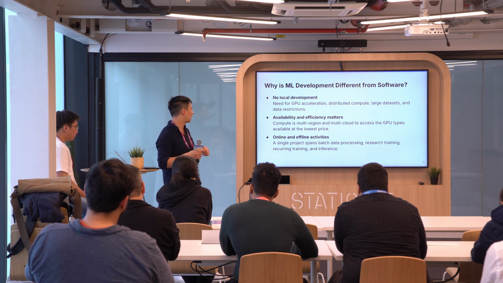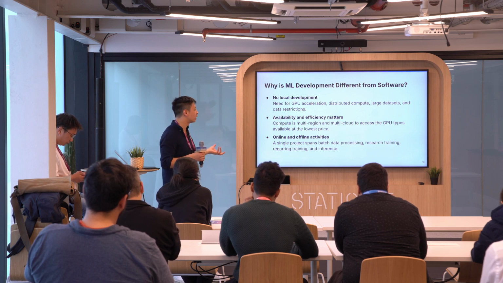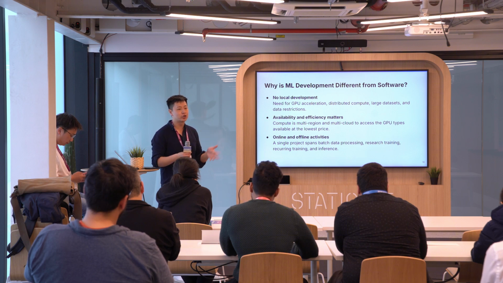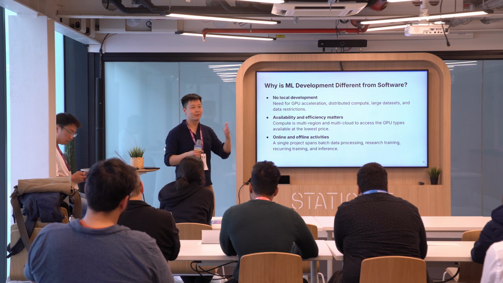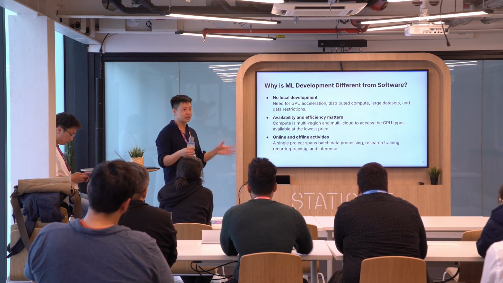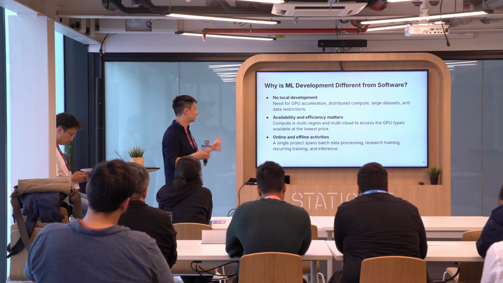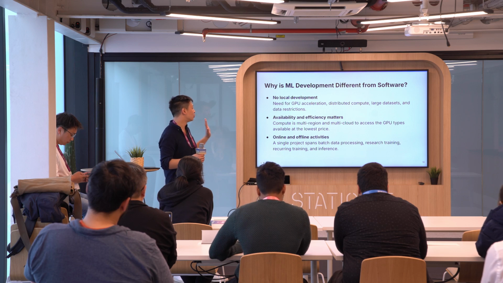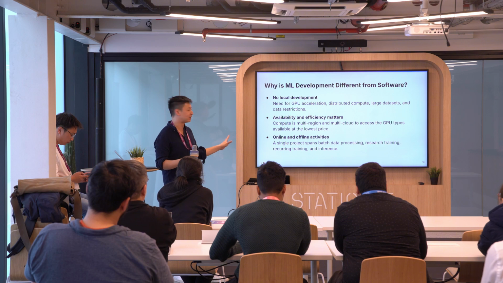And then finally, a single project spans online and offline activities, which is somewhat atypical. You span batch data processing, research training, recurring training, inference, and there's so much heterogeneity in that process. If I'm a front-end developer, I build a front end and I deploy it. But as an ML team, which might have different personas from data science and research all the way through to production and cloud engineering, you need your platform to support a whole range of activities, right?